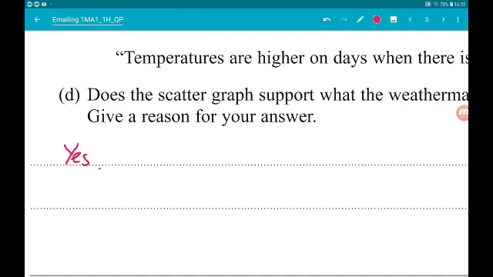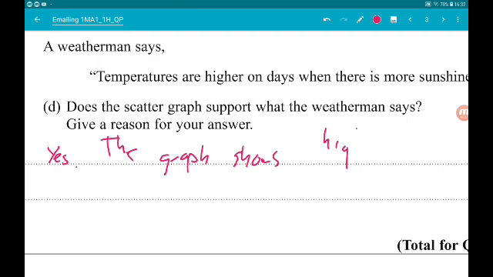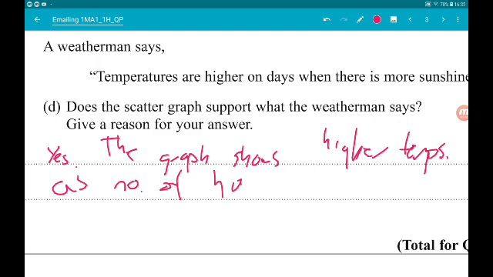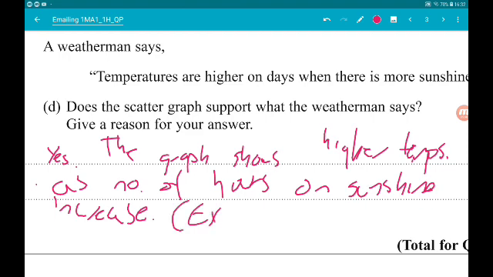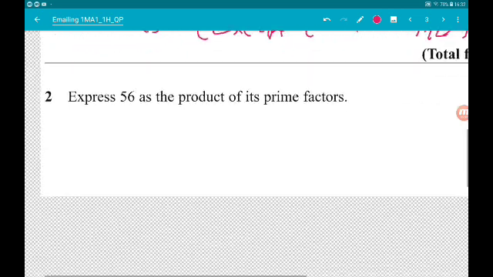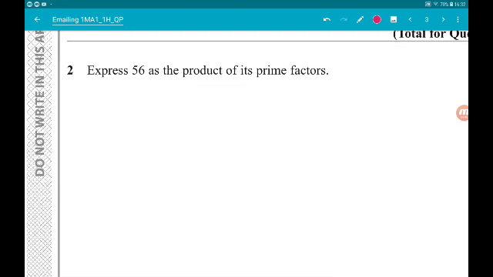And we should say something like: the graph shows higher temperatures as the number of hours of sunshine increase, except for the outlier. Go. Question 2 wants us to express 56 as a product of prime factors.